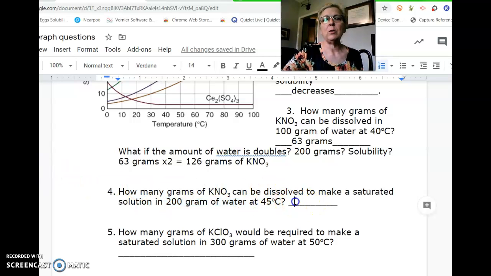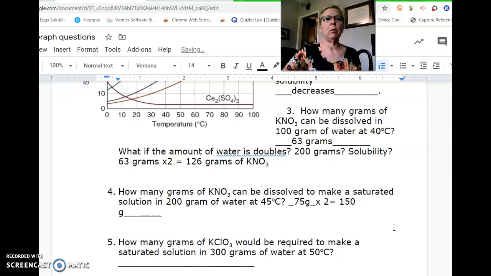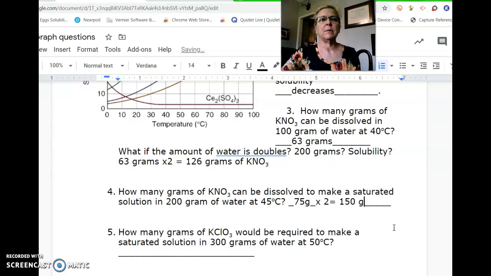Okay, so what do I do? I use the 75 grams for 100 grams of water, and I multiply it by 2 so that I can figure out how much KNO3 will fit in 200 grams of water. Multiplying that by 2 gives me 150 grams.